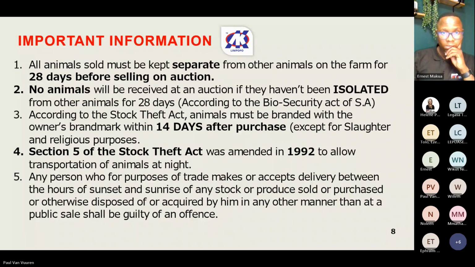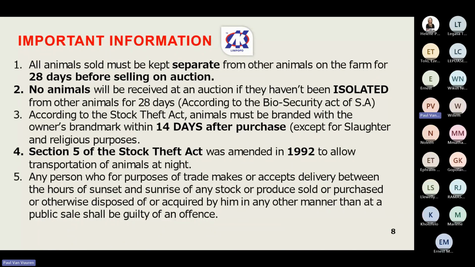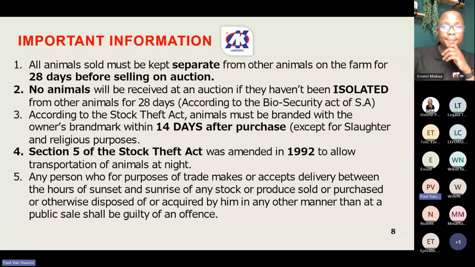If I can go further, Section 5 of the Stock Theft Act was amended in 1992 to allow transportation of animals at night. Now, Ernest, this is giving us a big headache. All the guys that are transporting animals, the police are interpreting this law totally wrong. To them, no animals are allowed to be transported at night. They don't know their laws, and that's why I brought in this point. The act was amended in 1992 to allow the transportation of animals at night.